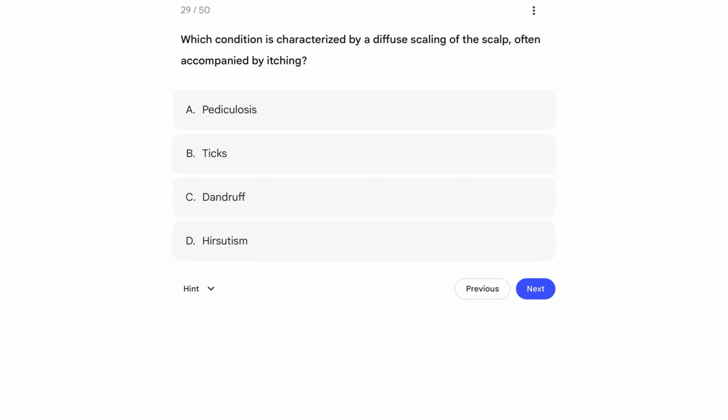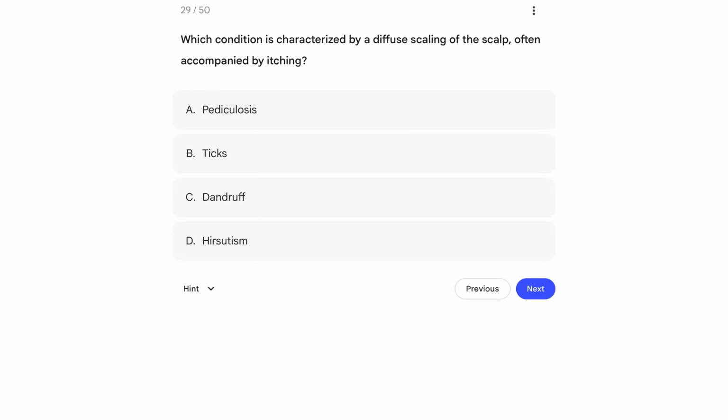We will get into the next, last second question. Which condition is characterized by a diffuse scaling of the scalp, often accompanied by itching? Itching is also there and diffuse scaling is also there. What type of hair condition or scalp condition is this? Pediculosis, ticks, dandruff, hirsutism. Dandruff. Pediculosis means there is a presence of lice attached to the hair, as I said, along with their nits.